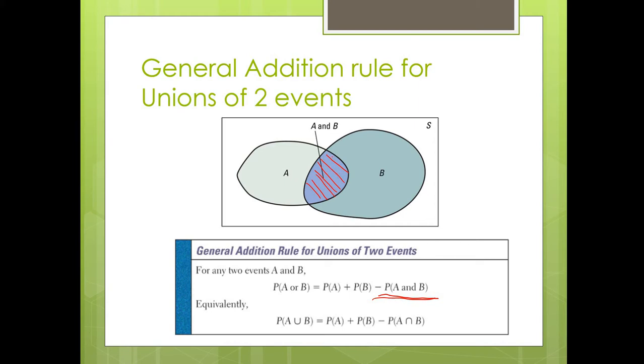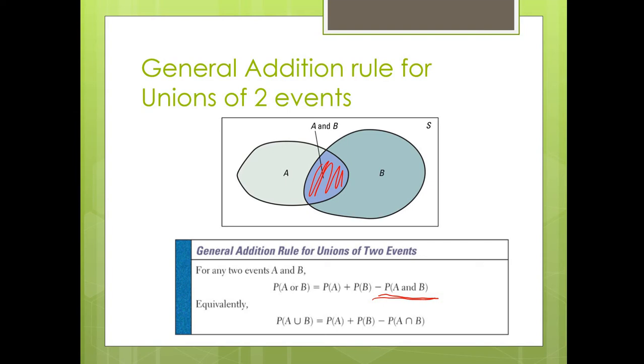That's because in this section here, the probability of A happening includes that section, and then the probability of B happening also includes that section. So in essence, we're double counting it if we just add those two probabilities together. So we have to subtract out one occurrence of A and B, so we're not counting it twice. And that's where this rule comes from. It adds them together and subtracts out their intersection.